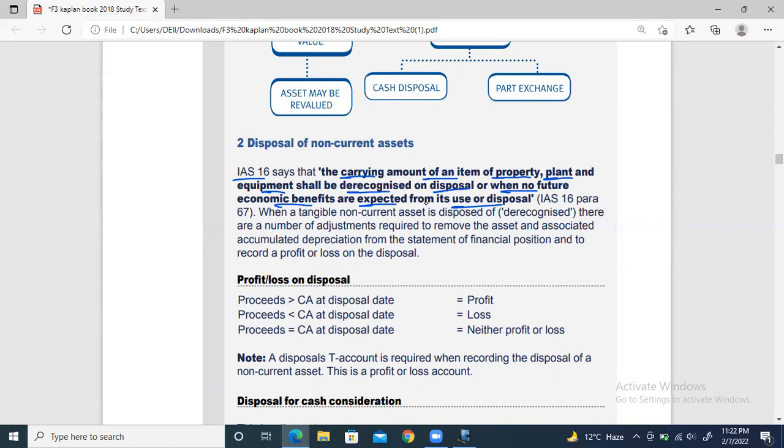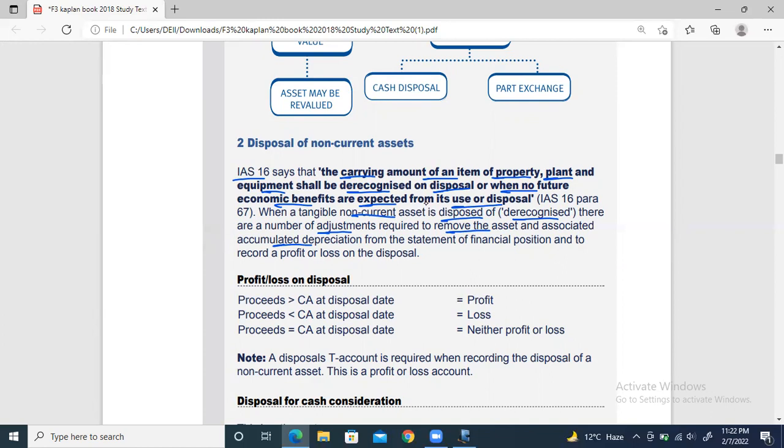Okay, so when a tangible non-current asset is disposed of or de-recognized, these both things mean the same: disposing of and de-recognizing. There are a number of adjustments required to remove the asset and associated accumulated depreciation. Obviously, first of all, we have to remove the asset that is in our books. And secondly, the depreciation that is charged till date. For example, let's say we have charged depreciation for 10 years, 15 years, 20 years. So all that depreciation, the total of it, we have to remove it as well. So we'll study the steps of how we remove it in just a short while.